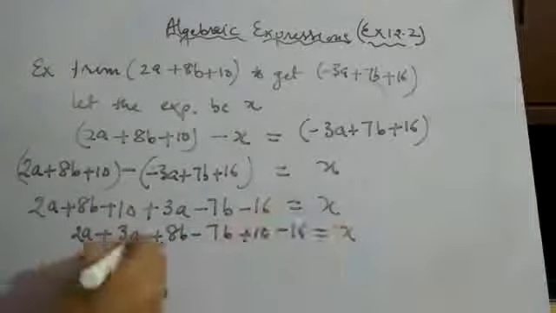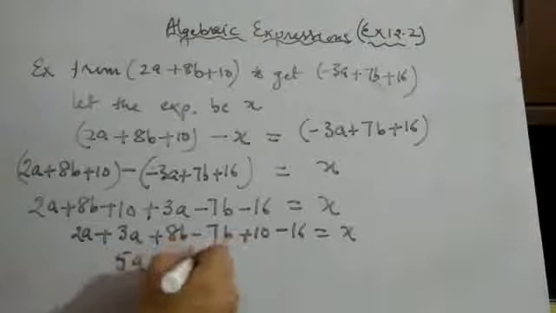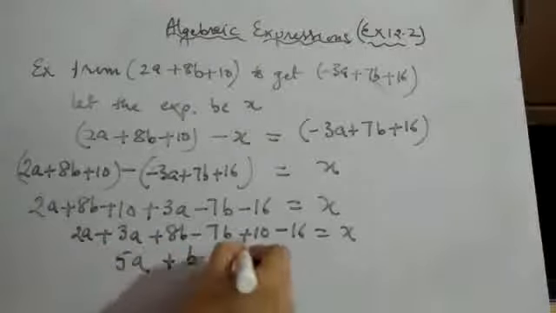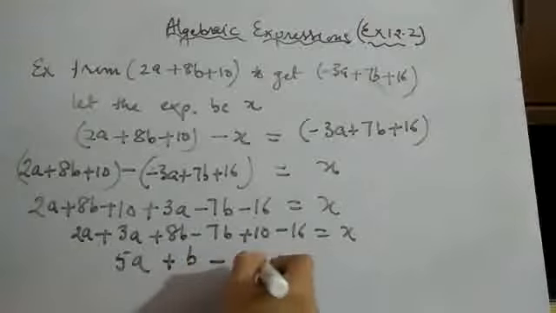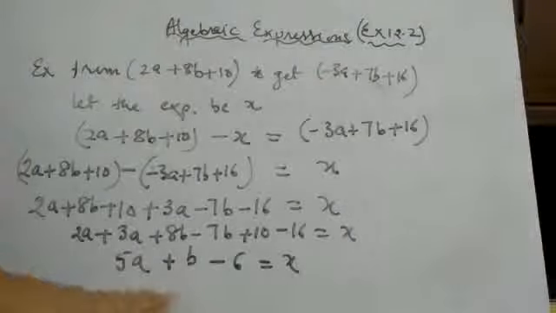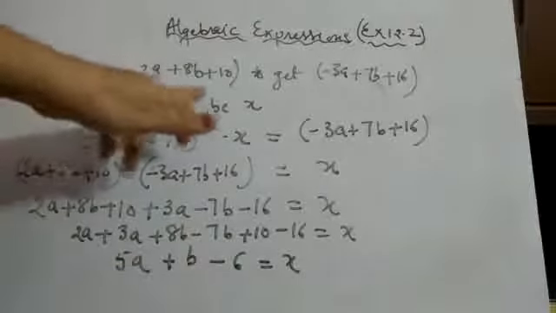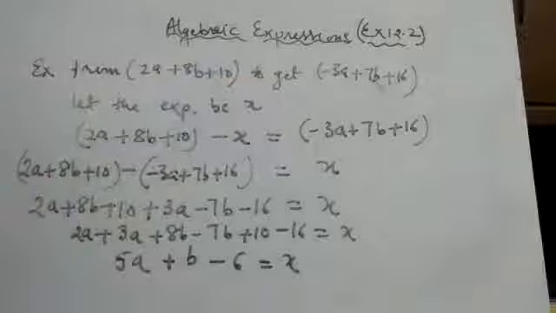2a plus 3a will give you 5a. 8b minus 7b will give you b, and plus 10 minus 16 will give you minus 6, and this will be the answer. This will be the expression, and after that you can write in the statement form that 5a plus b minus 6 should be subtracted from this to get this.